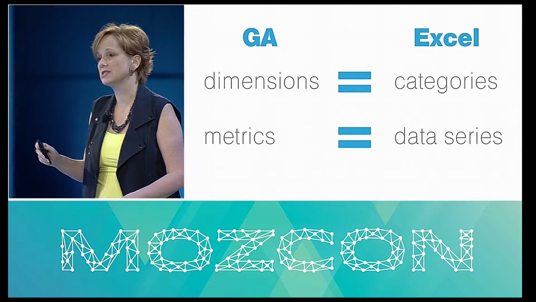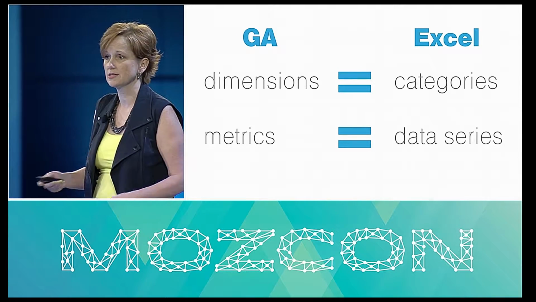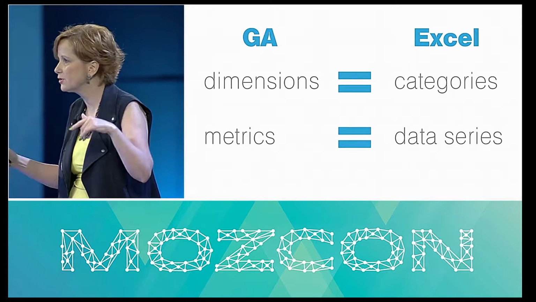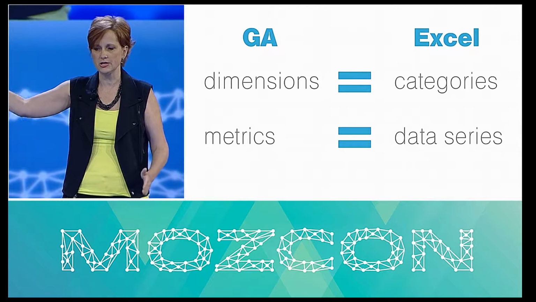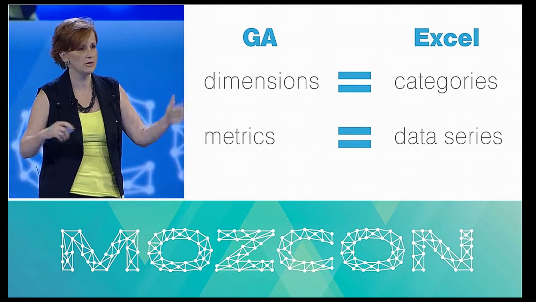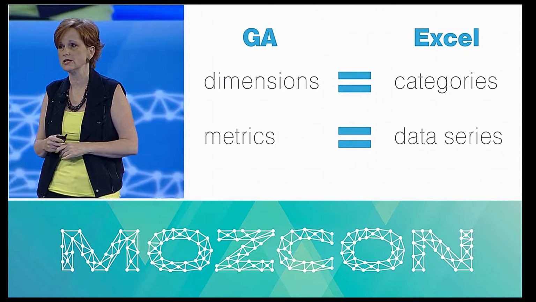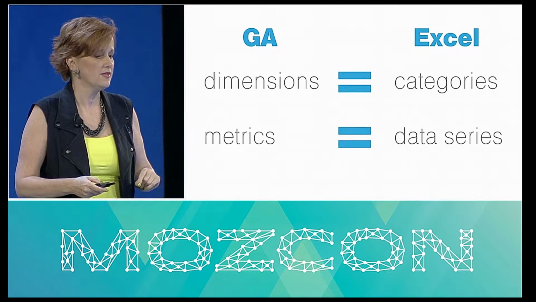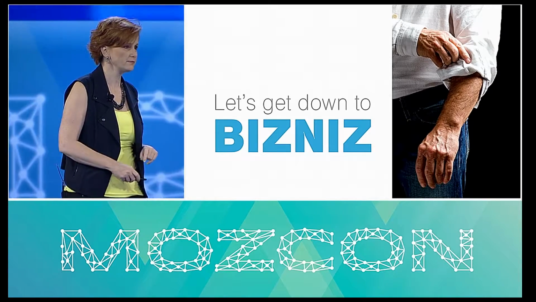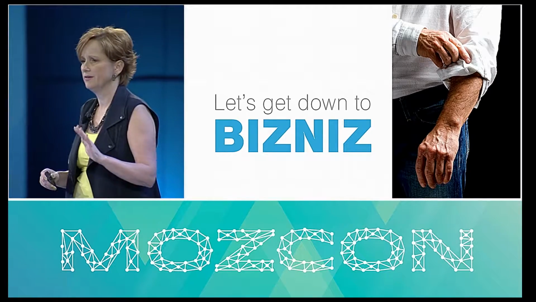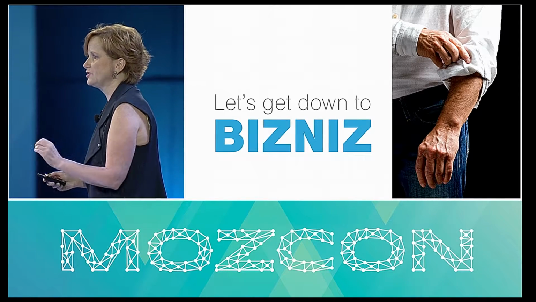Similarly, metrics map to data series. So if you can just envision when you're in Google Analytics and you're trying to figure out how you're going to chart these, just think, all right, dimensions are going to become my categories, metrics are going to become my data series. There is one time where the dimensions will actually show up in the data series, and I'll show you that.